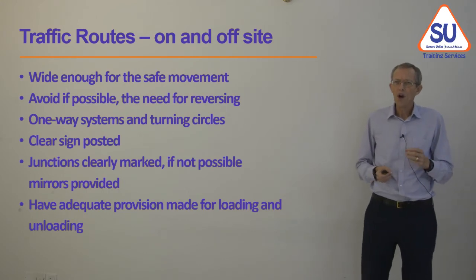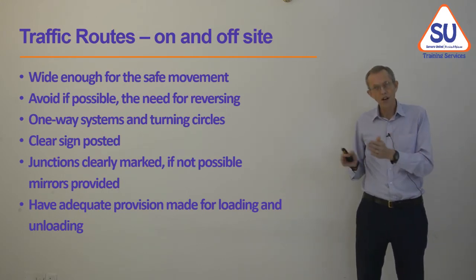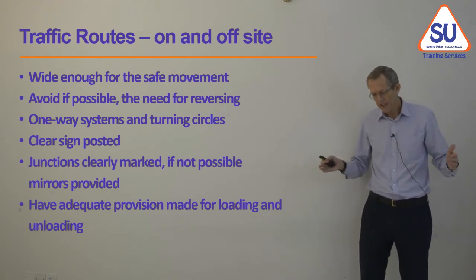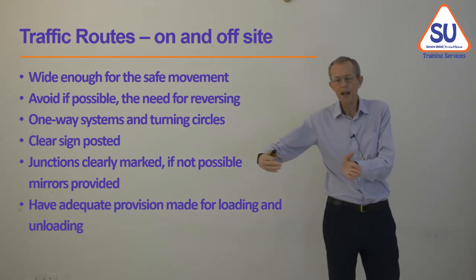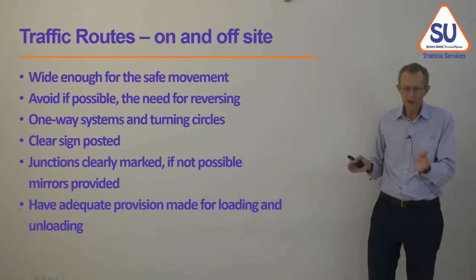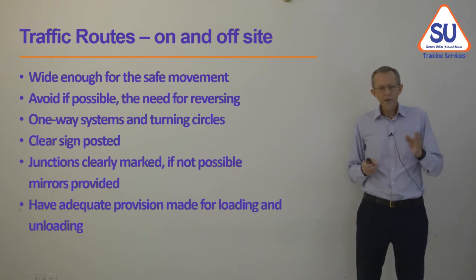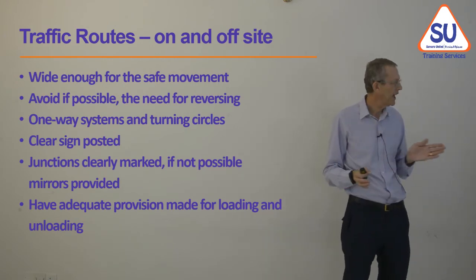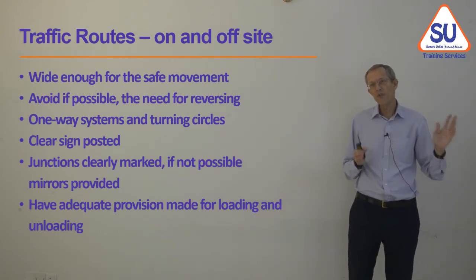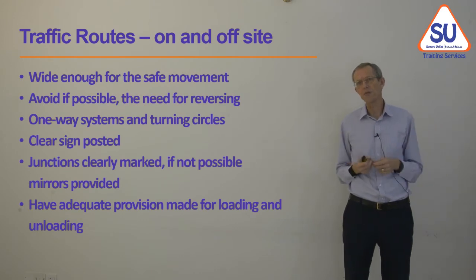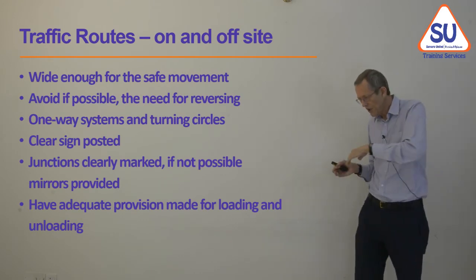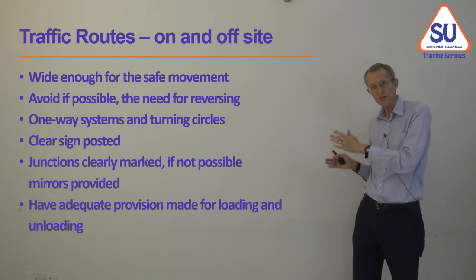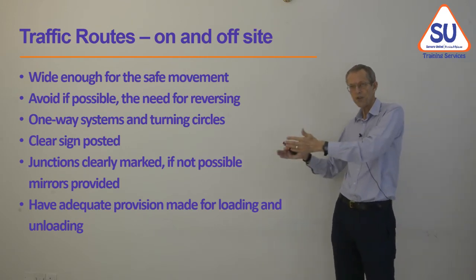So traffic routes. The route that the vehicle takes, on-site or off-site, needs to be thought through carefully. We want it to be wide enough so the vehicle can safely go and make the turns and go around the corners and so on. If we can make it so it's one-way traffic, so you come in this side, go round and go out, that's best. If we have to reverse, then we need banksmen to help us. If we have to turn the vehicle round, we need a big turning area for the vehicle to turn, and we need to keep it clear so it's available for the vehicle to turn. It's not to be used as a store area.